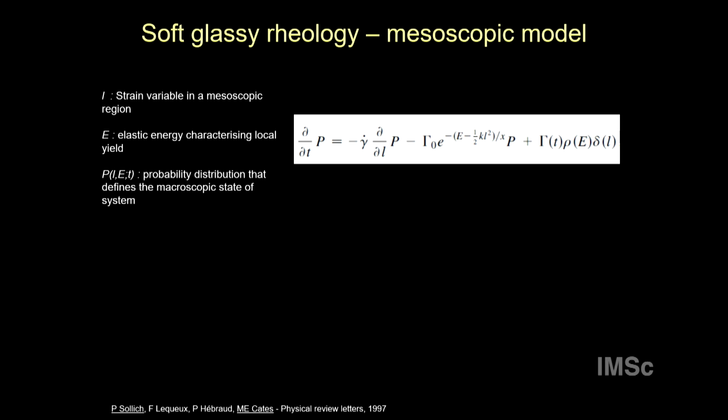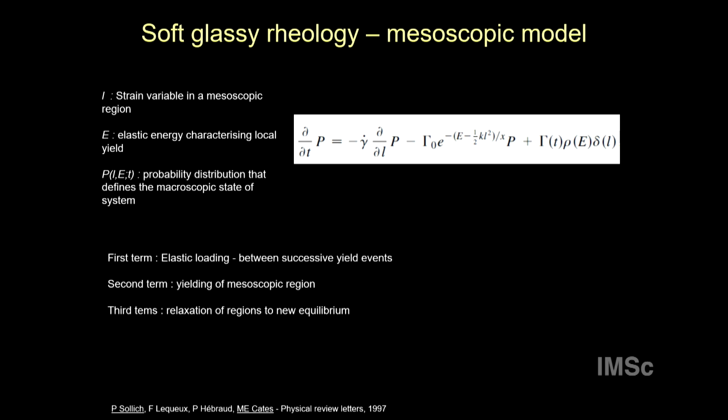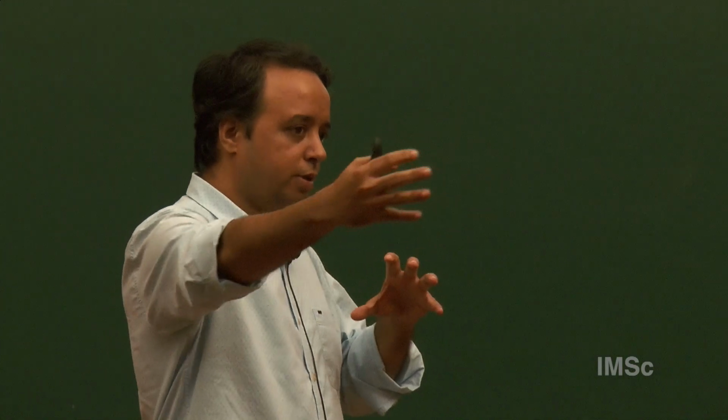So they proposed an equation of this sort. I mean, this is a very mean field equation. The first term tells us about the elastic loading between successive yield events. The second term tells us about yielding of a mesoscopic region, and the third one is the relaxation to a new equilibrium. Here, what they considered was that if you have a region that is flipping, it doesn't affect other regions in the material. So that was a mean field model.